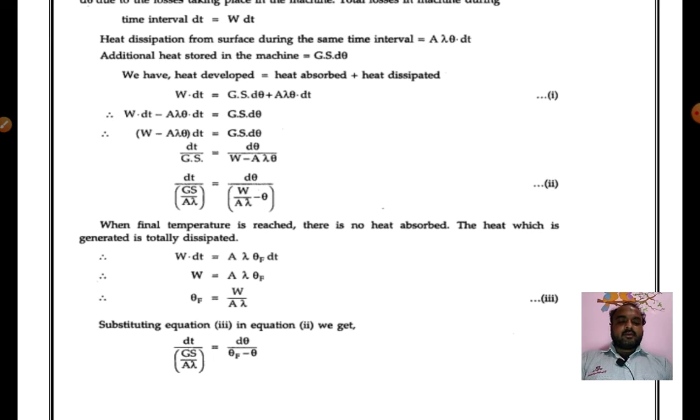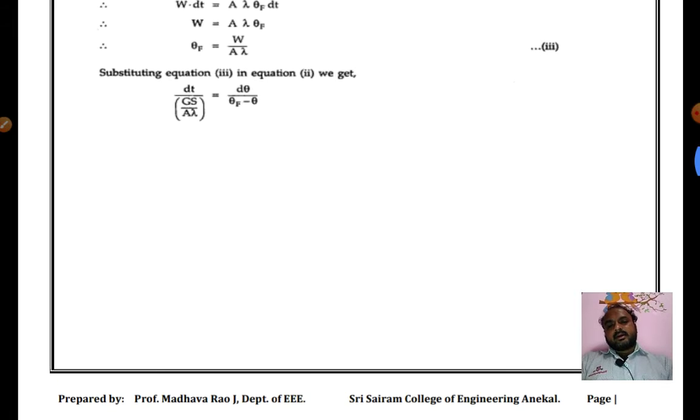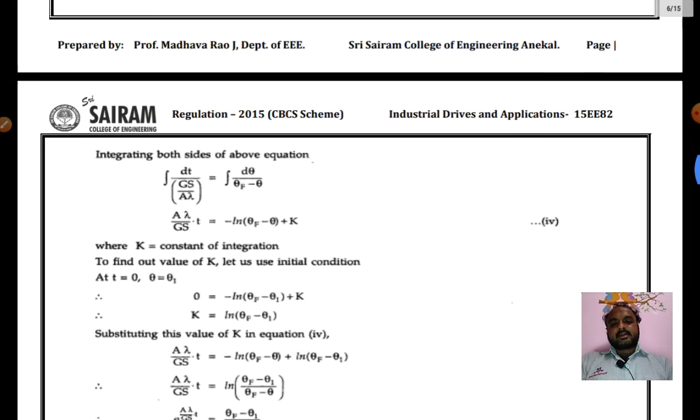So here finally, heat developed W into dt is equal to the summation of both heat absorbed and heat dissipated, that is Gs d theta plus A lambda theta into dt. After simplification, the final temperature rise theta F is equal to W by A lambda. So substituting this in equation 2, we will get d theta by theta F minus theta.